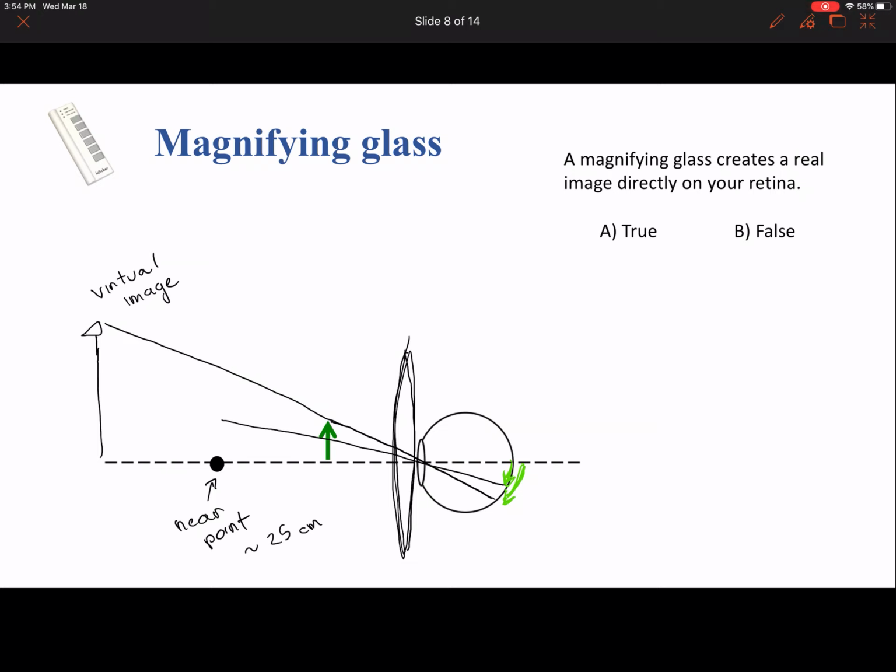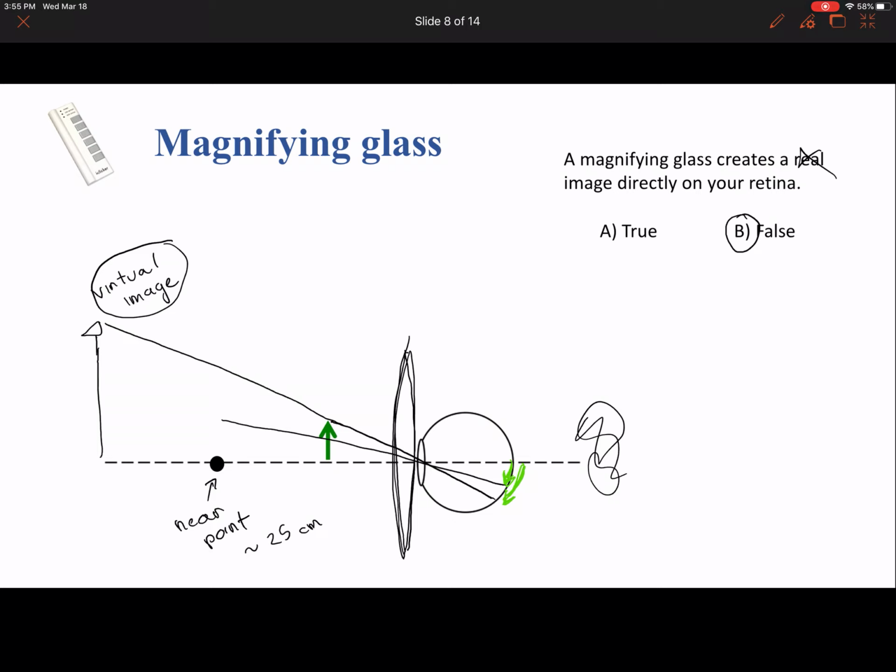Okay, let's see. So, we said the magnifying glass creates a virtual image of the object. It does not create a real image. If you created a real image, it would create an image back here somewhere, behind your eye. That doesn't help you see anything. So you are not creating a real image with a magnifying glass. You are looking through the magnifying glass to see the image.